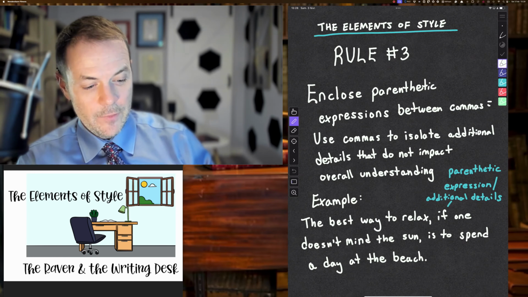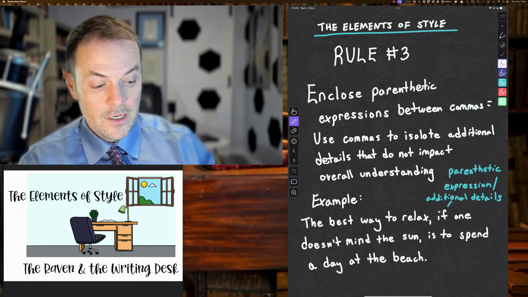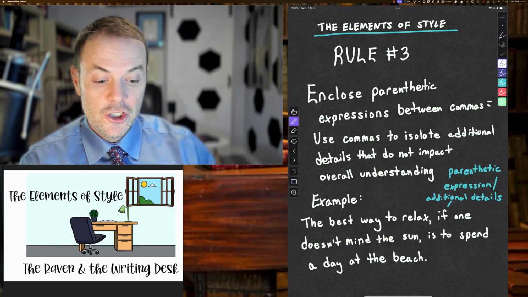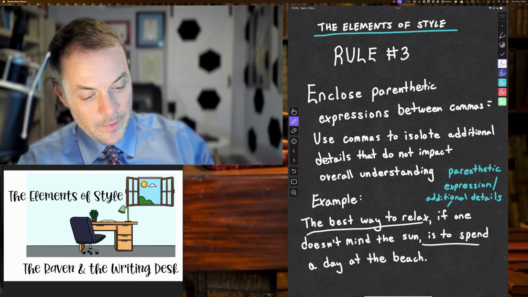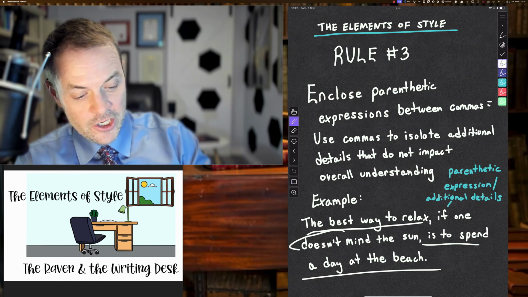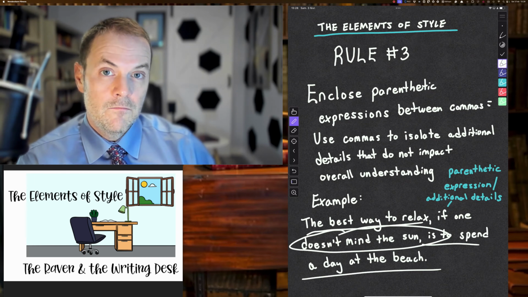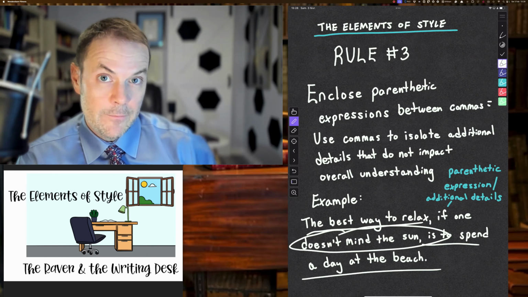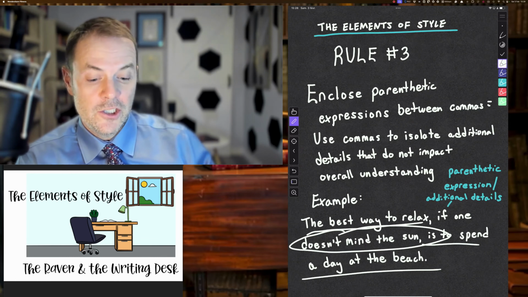So, for example, the best way to relax, if one doesn't mind the sun, is to spend a day at the beach. The main idea here is the best way to relax is to spend a day at the beach. This information here in the middle, it's extra. It doesn't interfere with the main idea I'm trying to communicate. It's additional detail. It's a parenthetic expression.